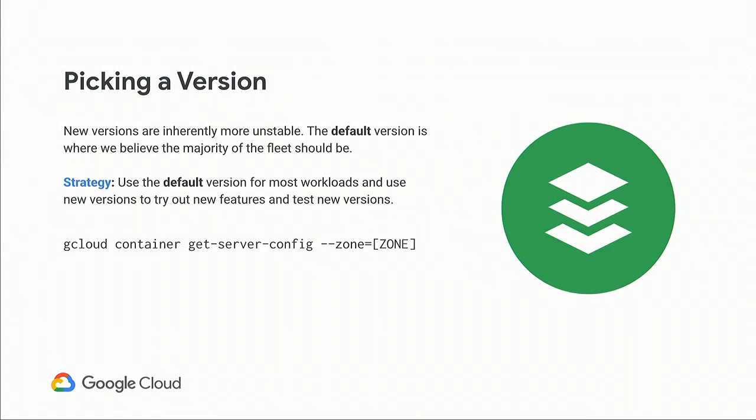Additionally, it's important to think a little bit about which version you're picking. If you want the latest and greatest Kubernetes features or Google Cloud features that come with the new version of Kubernetes on GKE, choose the latest version. But we are very careful about only setting the default when we think it's the right time, when we think this is the version that the majority of the fleet should be on.